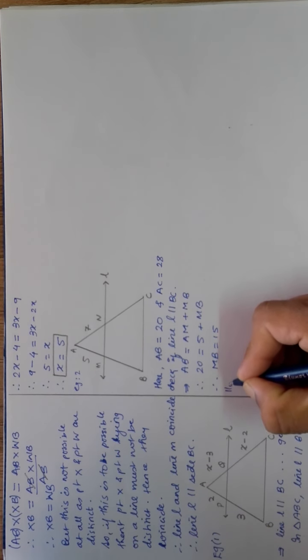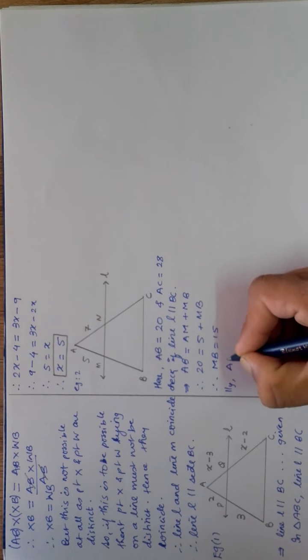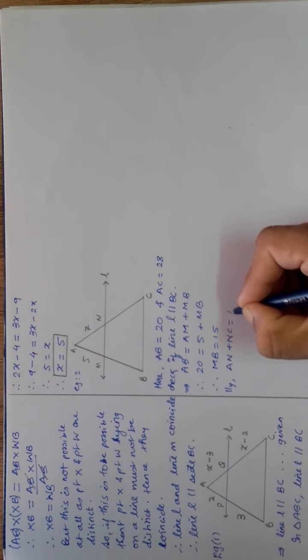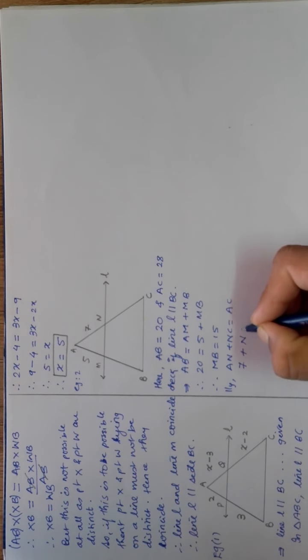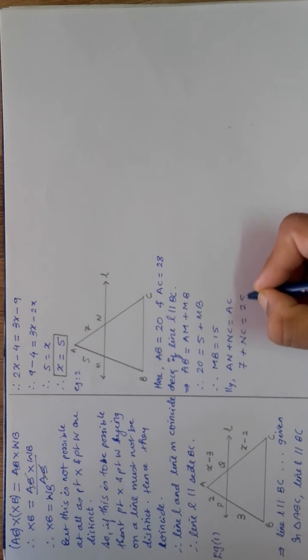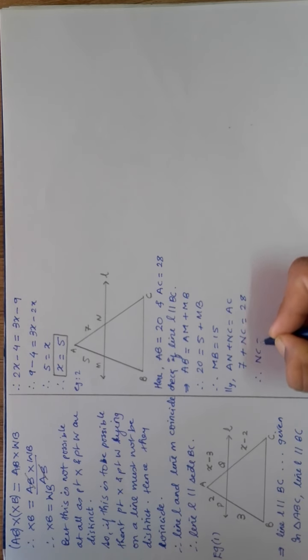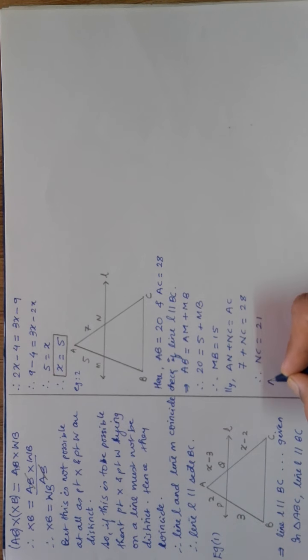Okay, so similarly, you have AN plus NC is equal to AC, whereas AN is 7 and NC not known, AC is your 28. So obviously your NC is 21. So what I am going to do, I am going to take ratio of AM is to MB. That will be 5 is to 15. That is 1 is to 3. Let this be first one.